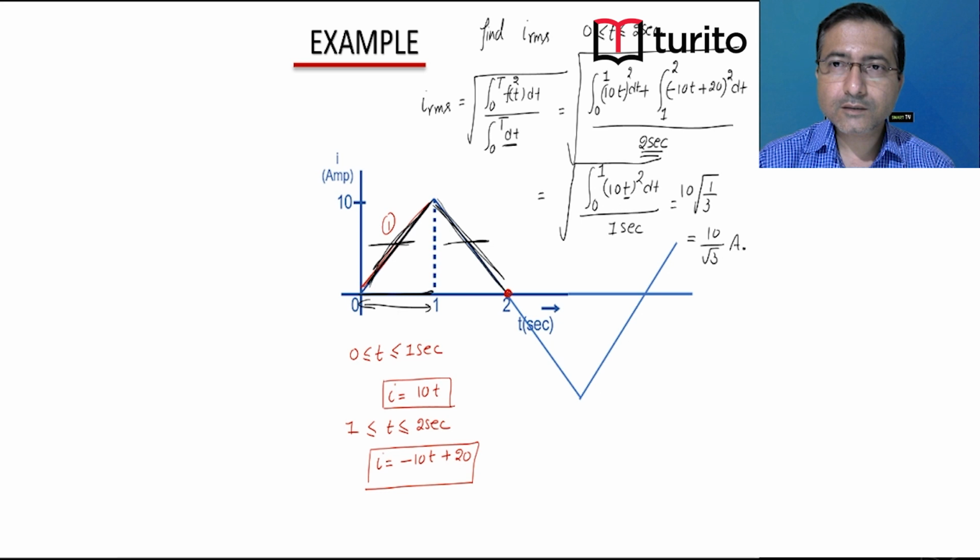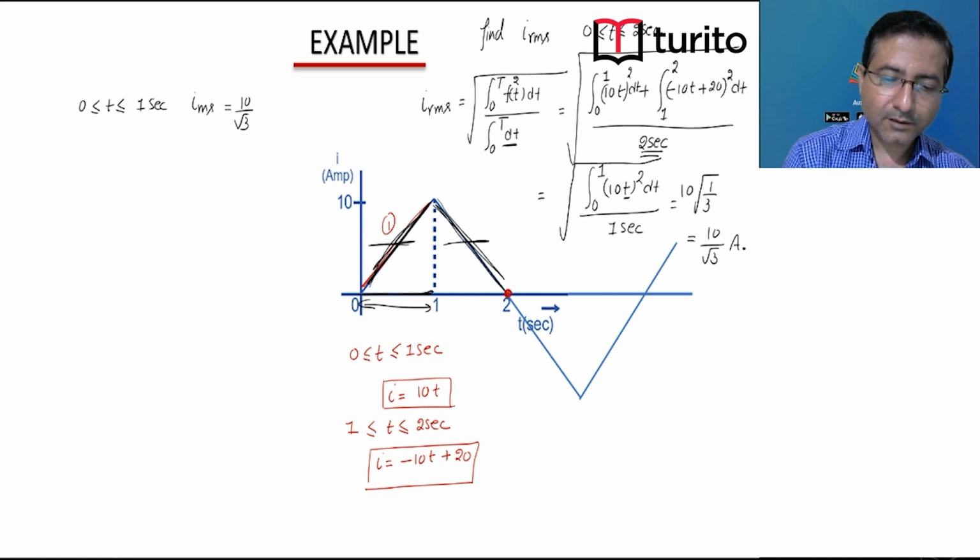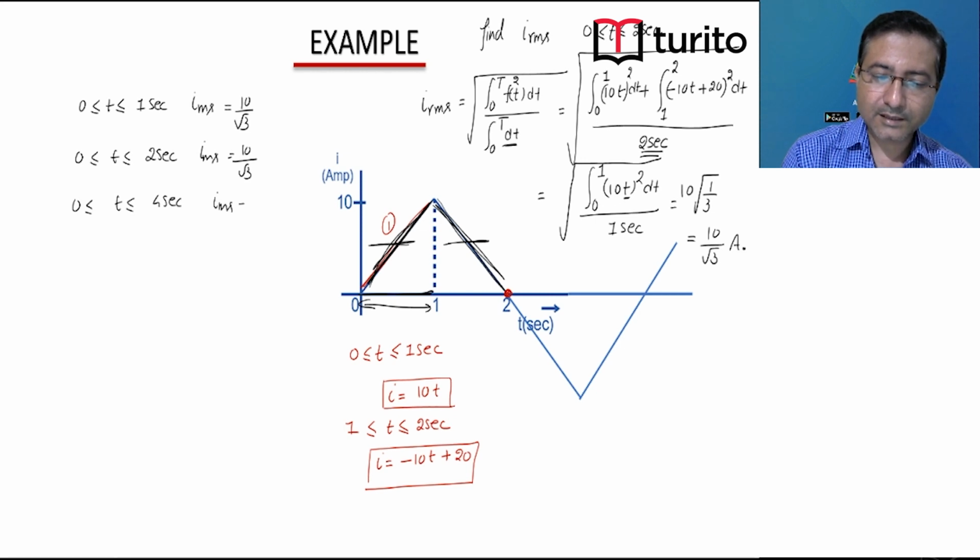So this is the RMS value for 0 to 1 second. IRMS if I ask, the answer is 10 by root 3. 0 to 2 seconds if I ask, what is the RMS value? The answer is 10 by root 3. 0 to 4 seconds if I ask, you can directly tell, 10 by root 3.